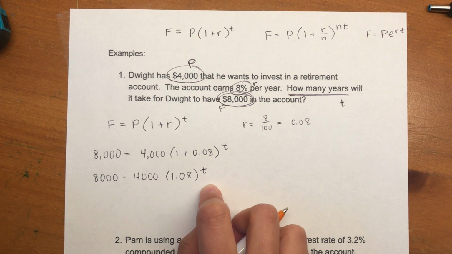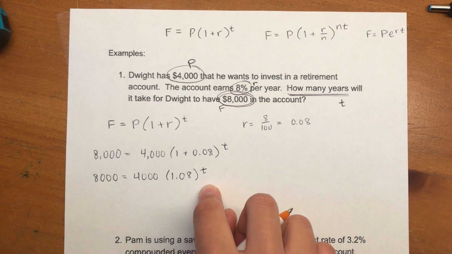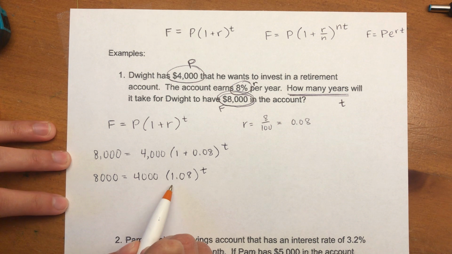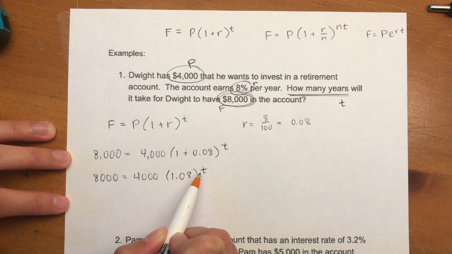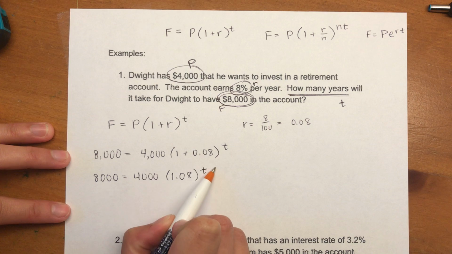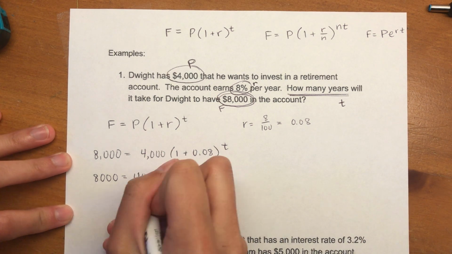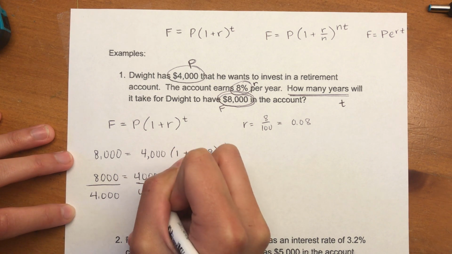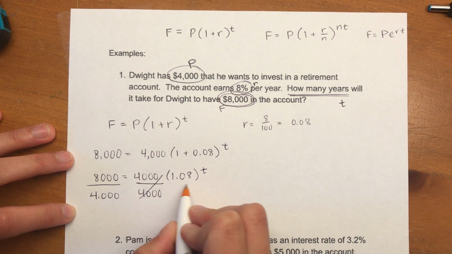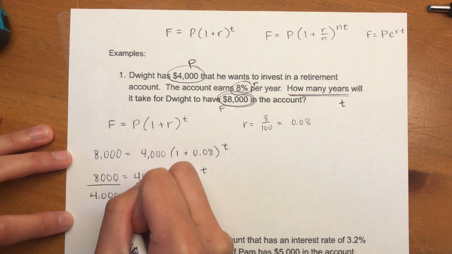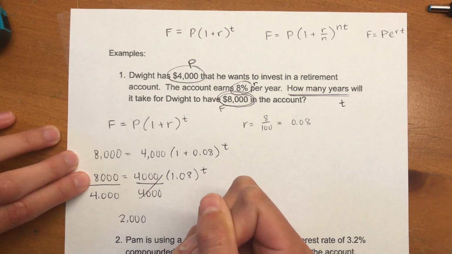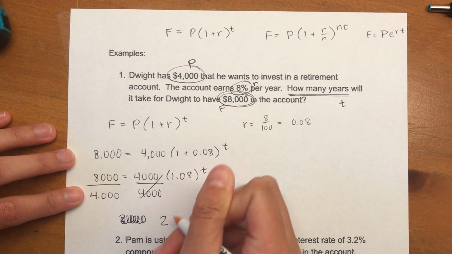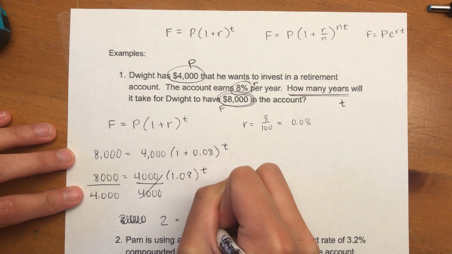So I can solve this using my properties of logarithms. Now, since I have 4,000 times 1.08 to the t, I'm going to want to isolate this exponential expression first. So I want to divide both sides by 4,000 so that this exponential expression is isolated. Then I have 2, because 8,000 divided by 4,000 is 2, equals 1.08 to the t.